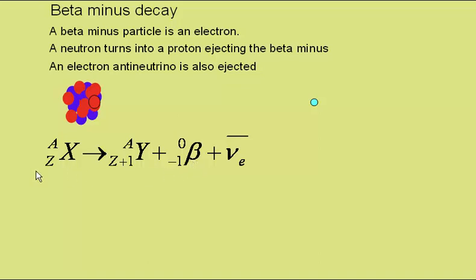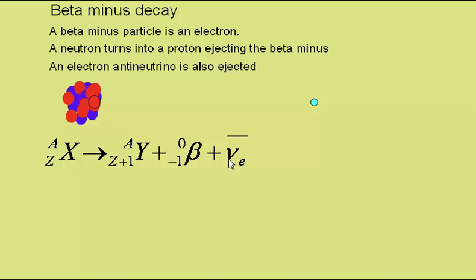To make the numbers either side balance, here we have Z is equal to Z plus 1 minus 1. So the beta minus has to have a proton number of minus 1. A is equal to A plus 0. Therefore it has a nucleon number of 0.